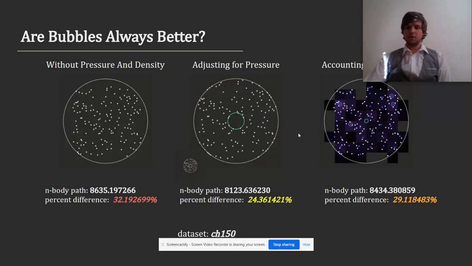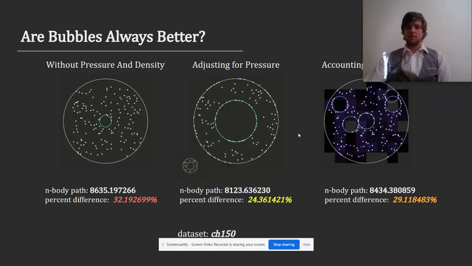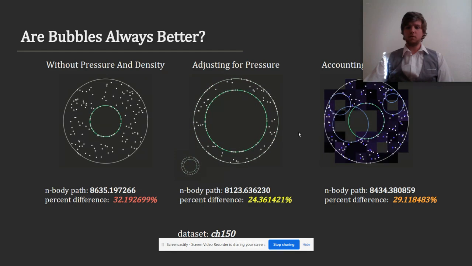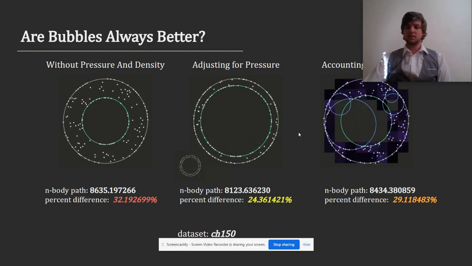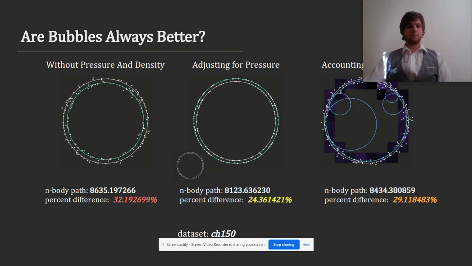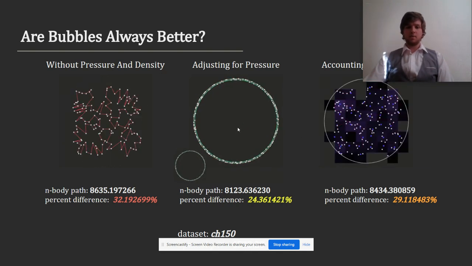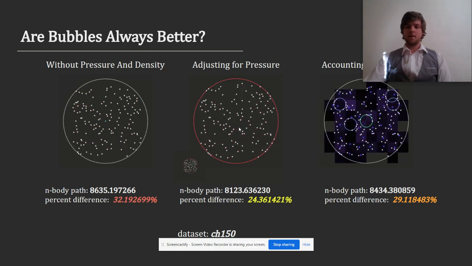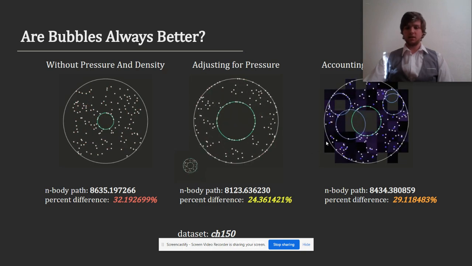More bubbles aren't always better though. We discovered that if you have a fairly uniform distribution of nodes, adding in extra bubbles can actually reduce the efficiency of our algorithm. As you can see, when we go from without pressure and density to just pressure, the percent difference decreases, but once we account for density, it actually goes back up again.